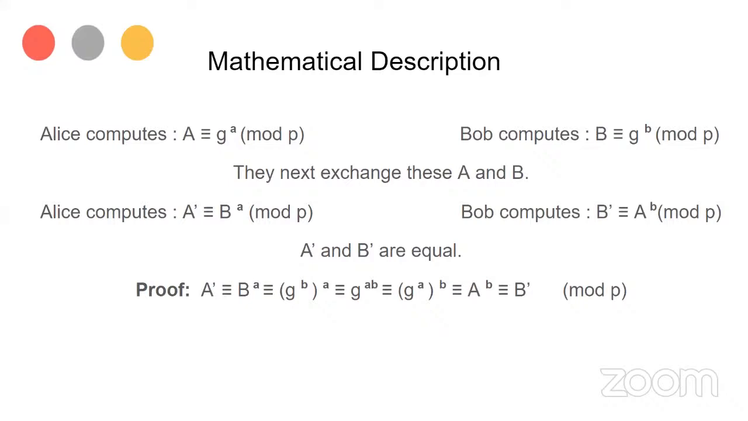So now they both have the same key, which can be used for encryption and for decryption purposes. They both possess the same key. So that is the whole mathematical description.